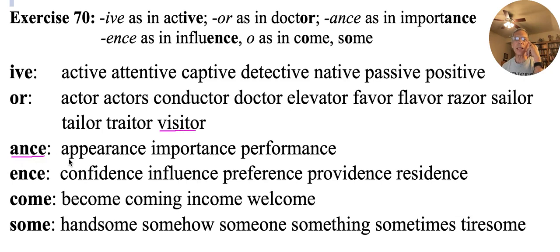ANCE is ants. Here we have appearance, and it comes out instead of ants, it comes out ence. Appearance. He made an appearance at the show. Importance. What is the importance of reading? It's very important. And finally, performance. Like performance in a play. Performance is how something's working.